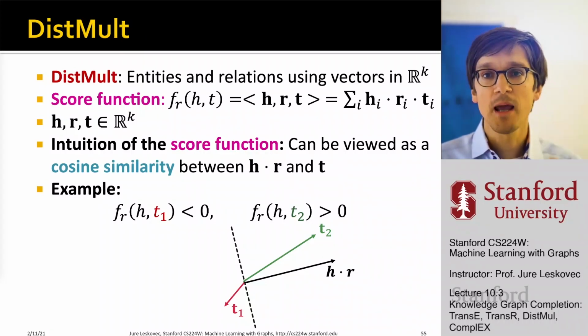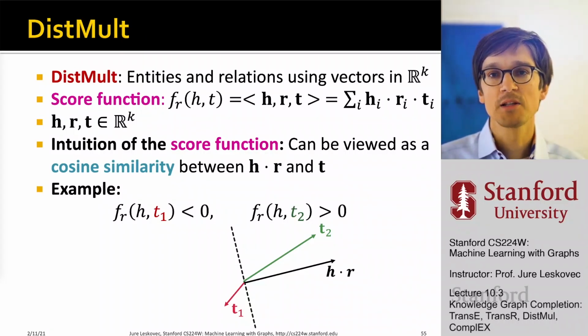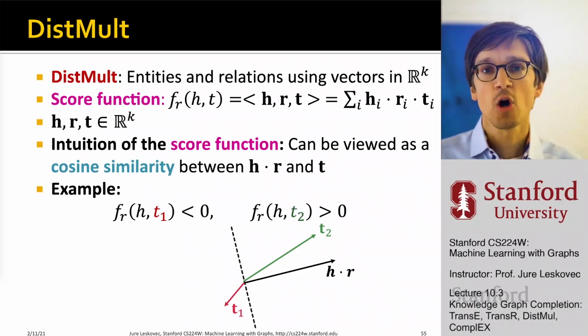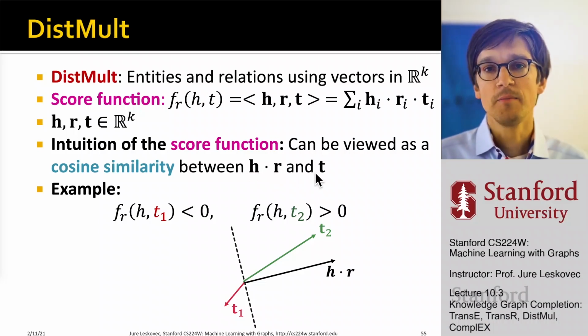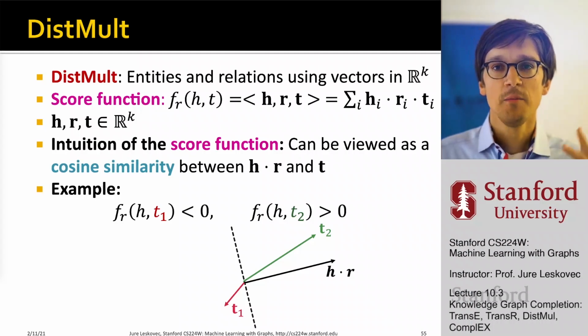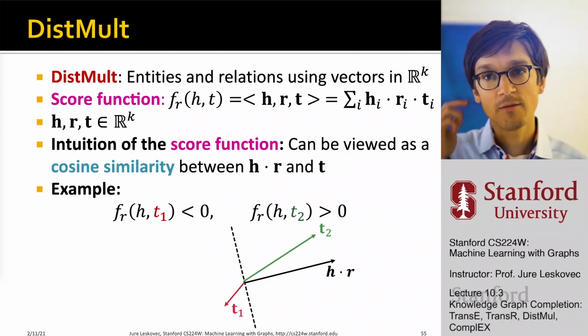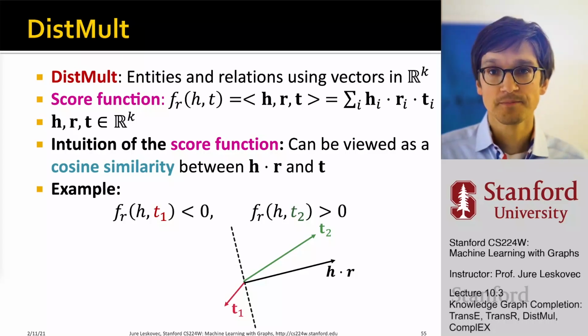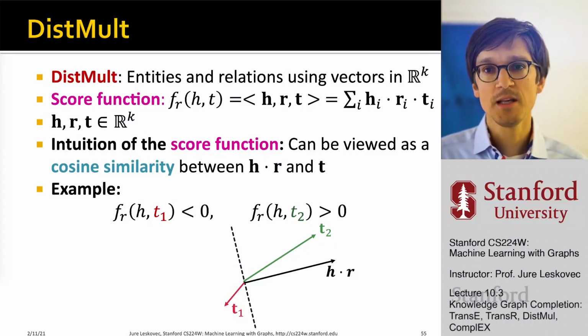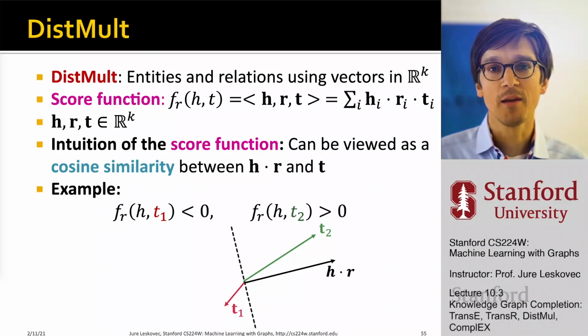The way you can think of this scoring function is as a hyperplane in the embedding space. So basically you can think of it as a cosine similarity between h times r and t. And cosine similarity is simply a cosine of the angle between two vectors. What this means is that if the two vectors are orthogonal, then the cosine similarity will be 0. And if two vectors are completely aligned, the cosine similarity will be 1.